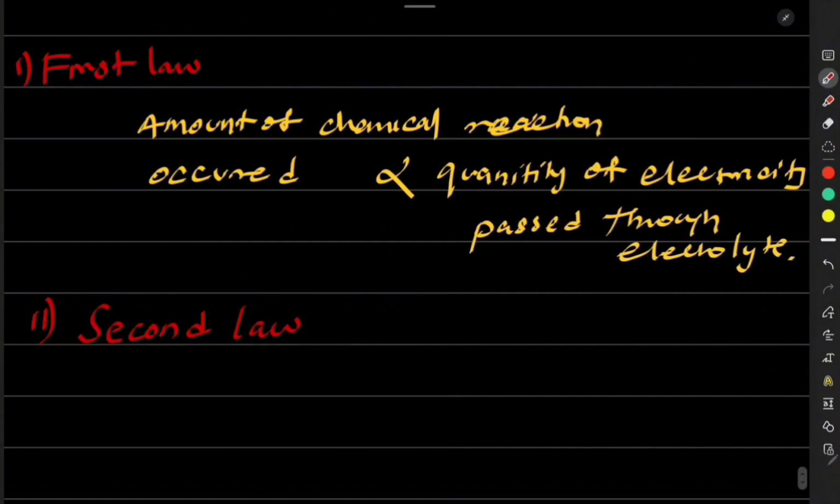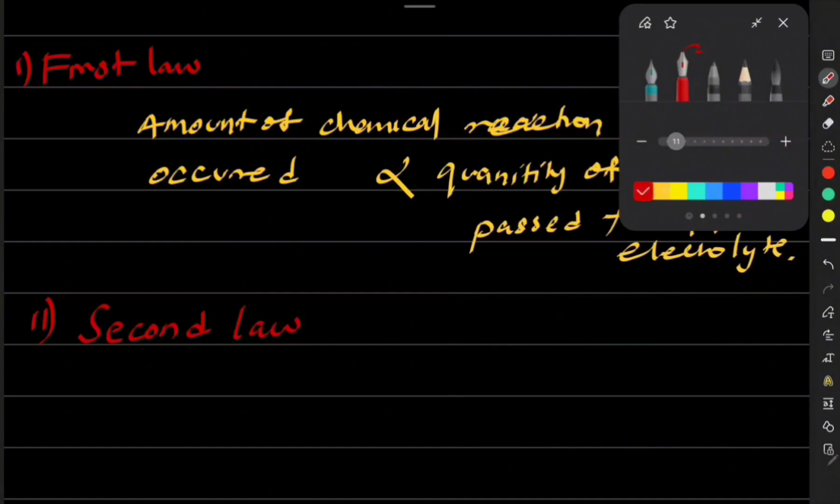Okay, the second law of Faraday is: the amount of different substances liberated by the same quantity of electricity passing through the electrolytic solution is proportional to their chemical equivalent weights. Let's write it in simple terms.